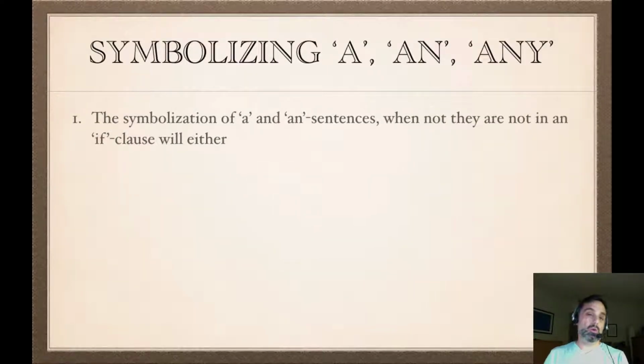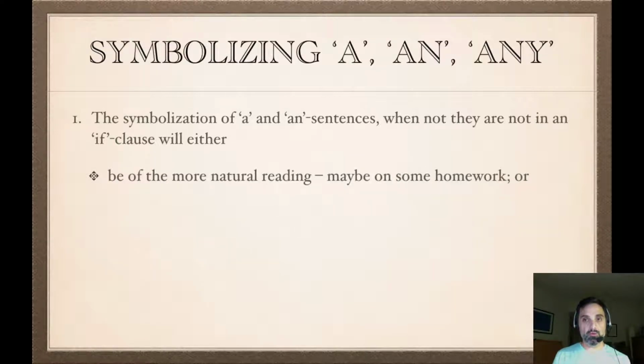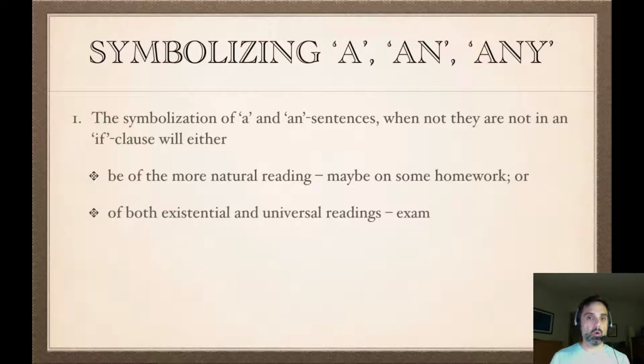Okay, so there are some "a" sentences where they're not in an if clause. Then what do we do? Well, there may be a more natural, obvious reading, and if there is, then symbolize it that way. Or you might be asked to give both existential and universal readings. We're not having exams in this class, but a homework might explicitly say to do that. But if you're not, then give the more natural reading.